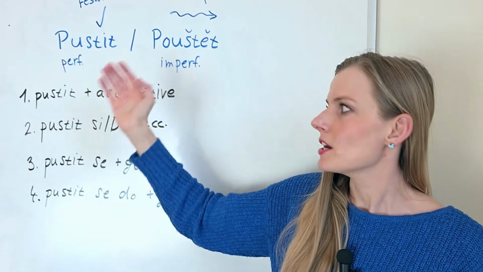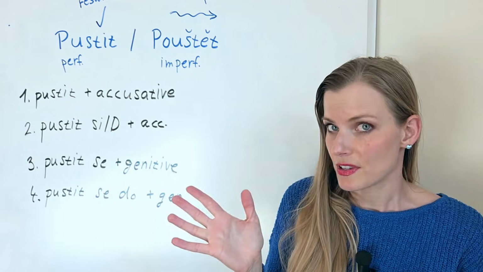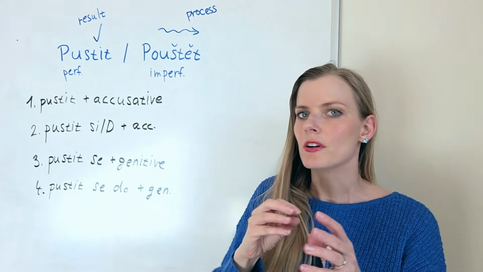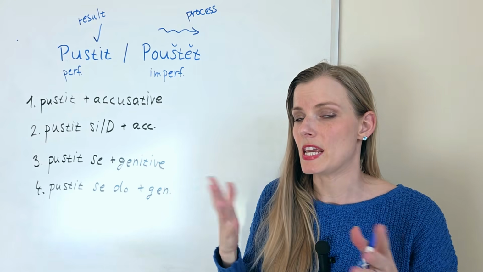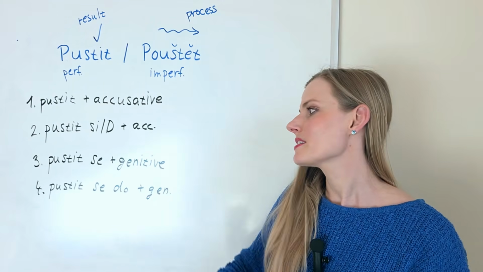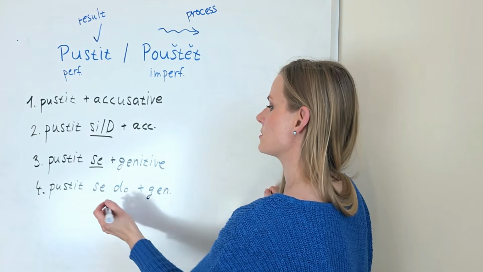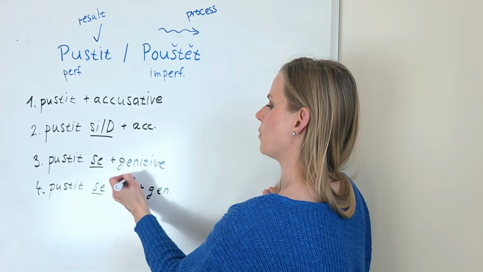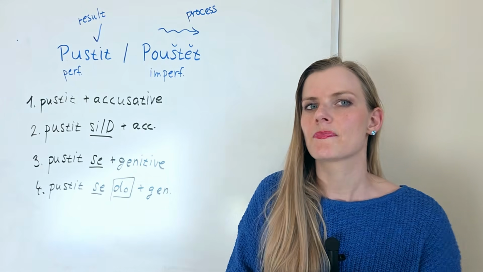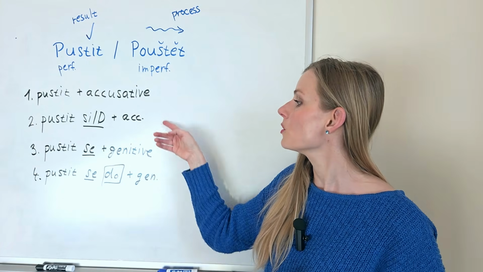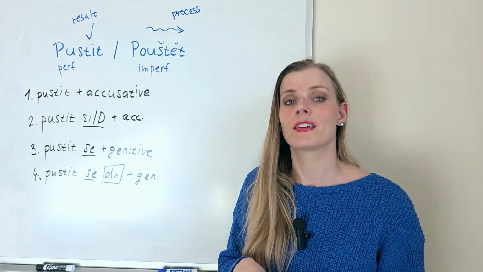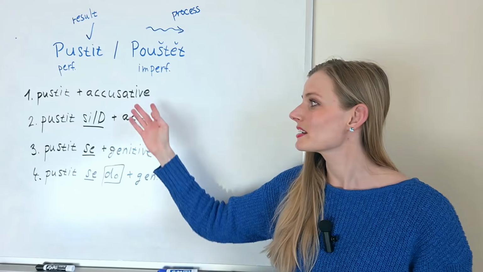Pustit or pouštět plus the accusative case. Pustit si, or a different form of dative, plus accusative case. Pustit se plus genitive case. And pustit se do plus genitive case. In spoken Czech, we use all these four patterns very frequently. So let's take a look at them.